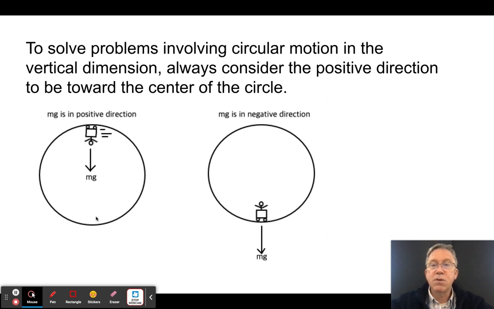So here I have a person going around in a circle on this vertical track. When they're at the top, their weight, their mg, is pointing towards the center. That's a positive value. But that same person, when they get to the bottom, now their mg is pointing towards the center of the earth, not towards the center of the circle, in the opposite direction. So therefore, it's got a negative value.